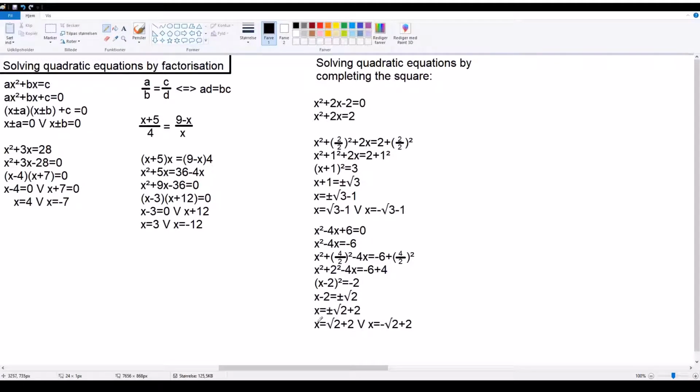And then lastly, you isolate x, so you get x equals plus minus the square root of 2 plus 2. And that of course means that x is either equal to the square root of 2 plus 2, or equal to the negative square root of 2 plus 2.